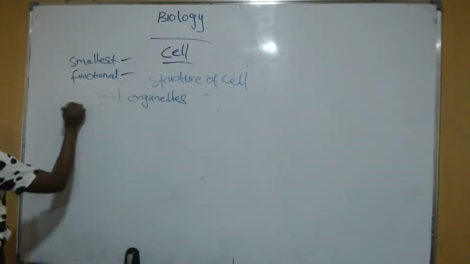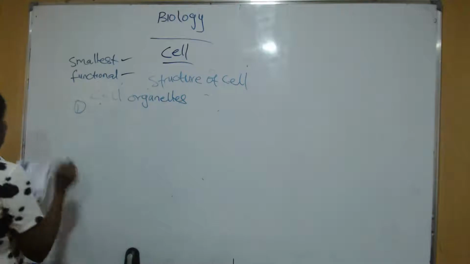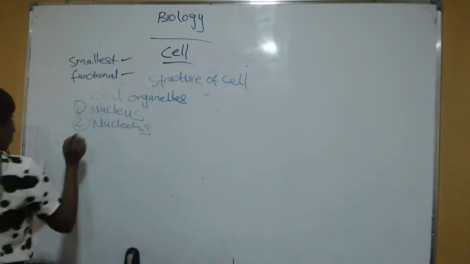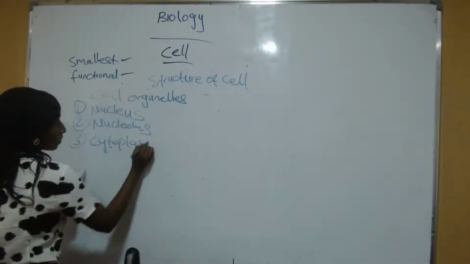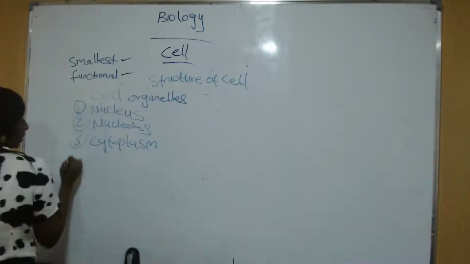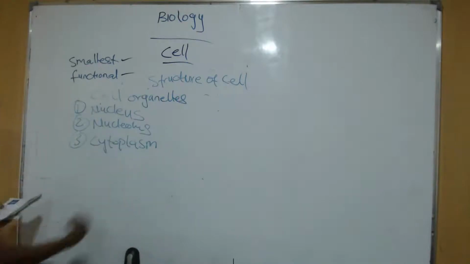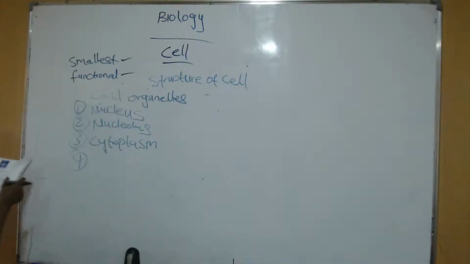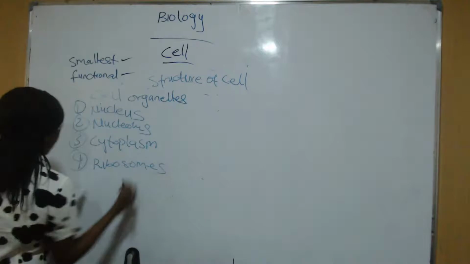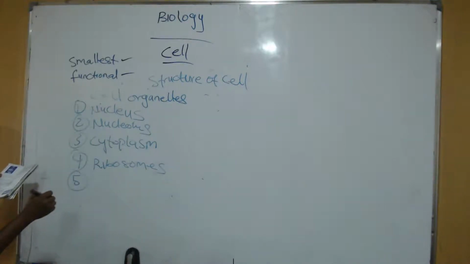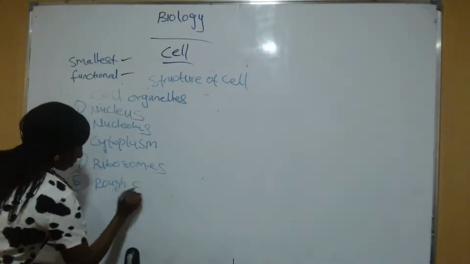So I would like to give a list of the cell organelles found both in the plant and animal cell. You have the nucleus, we have the cytoplasm, where other cell organelles are found. Like I said earlier, it is in liquid form or water-like, so every other cell organelle floats in the cytoplasm. You have the ribosomes, you have the rough endoplasmic reticulum, or rough ER.